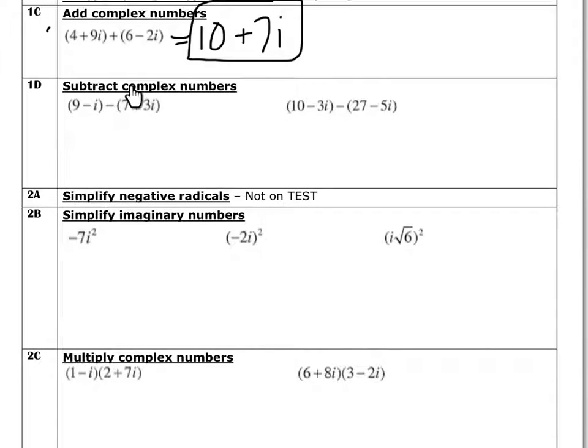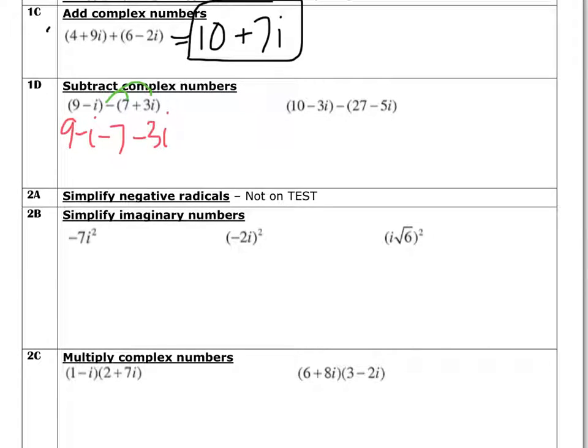1D is subtracting complex numbers. It works just like adding, except you have to be careful. Notice the second number is being subtracted. So what you have to do is make sure that you distribute this negative sign to both of the values. So what you're going to have is the 9 minus i. A negative times 7 is negative 7. A negative times a positive 3i is negative 3i.